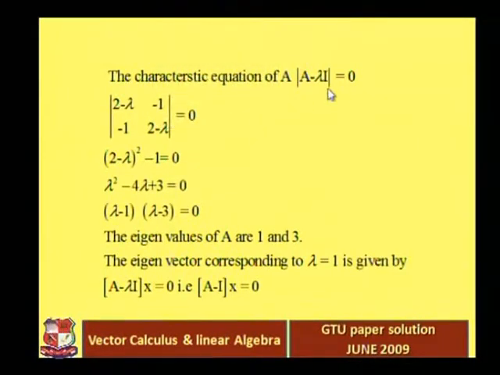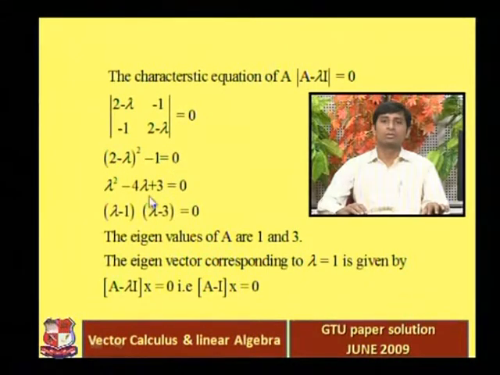The characteristic equation of A is determinant of A minus lambda I. So 2 minus lambda, minus 1, minus 1, 2 minus lambda, that is equal to 0. To solve this determinant, it's quite easy: (2 minus lambda) square minus 1 is equal to 0. You will get lambda square minus 4 lambda plus 3 is equal to 0, and from this equation we get (lambda minus 1)(lambda minus 3) is equal to 0. So the eigenvalues of A are 1 and 3.